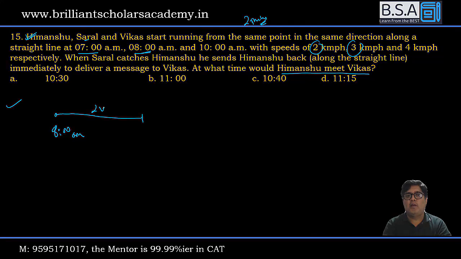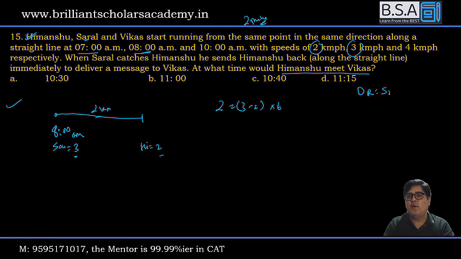तो 2 kilometer आगे होगा Himanshu. This is Saral. Saral has a speed of 3. Himanshu has a speed of 2. So अब when will Saral catch up with Himanshu? What is the distance between them? 2 kilometers. What is the relative speed? 3 minus 2. How much time will it take? What is the concept? Distance relative is equal to speed relative into time. Saral is catching up Himanshu. In how many hours? In 2 hours.